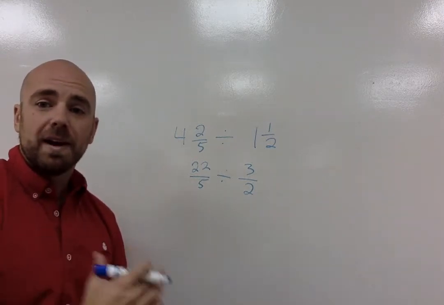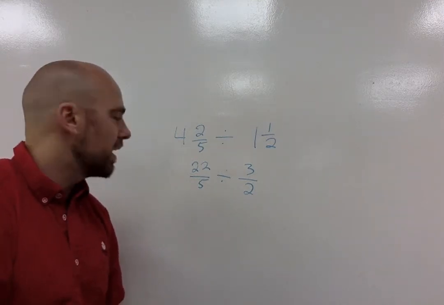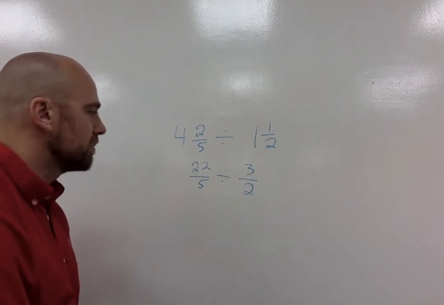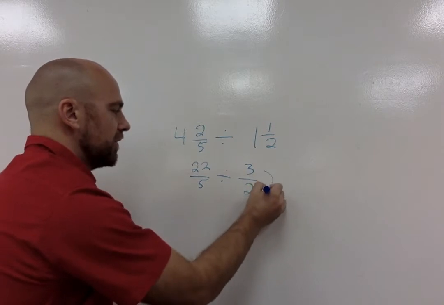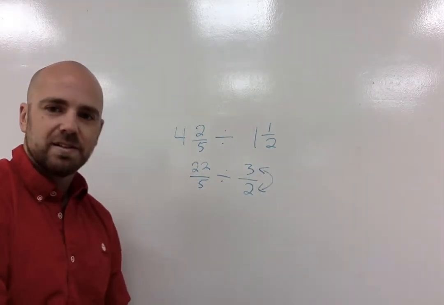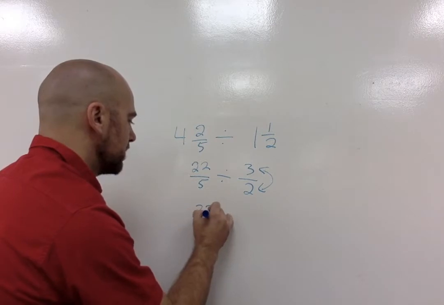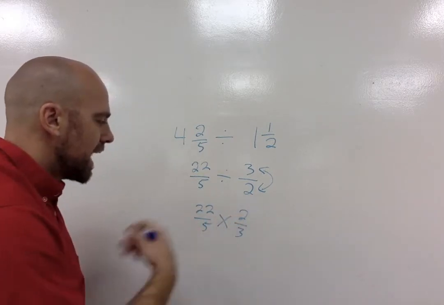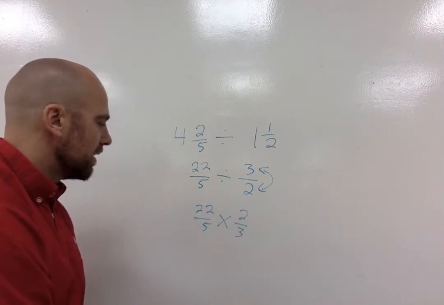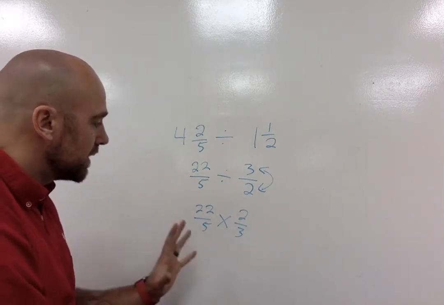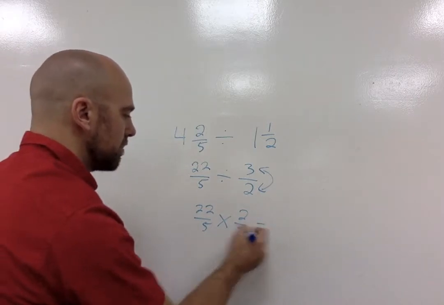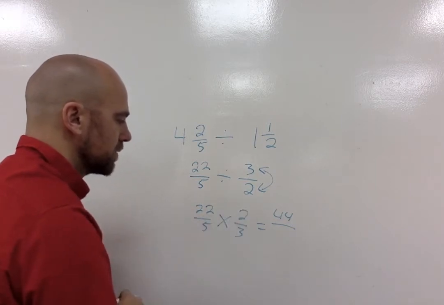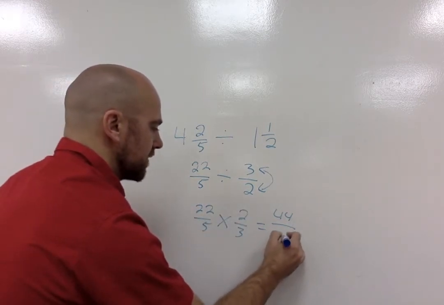Now, my next step is I want to change this into a fraction that's going to be a little bit easier for me. So I'm going to change it to multiplication. I'm only going to flip my second divisor. So I've got 22 over 5, now it's times 2 over 3. Now I look at it, can I simplify anything? Well, I can't really do anything from this situation, so I'm just going to multiply it out. So this gives me 44 over, so 2 times 22, and 3 times 5 is 15.